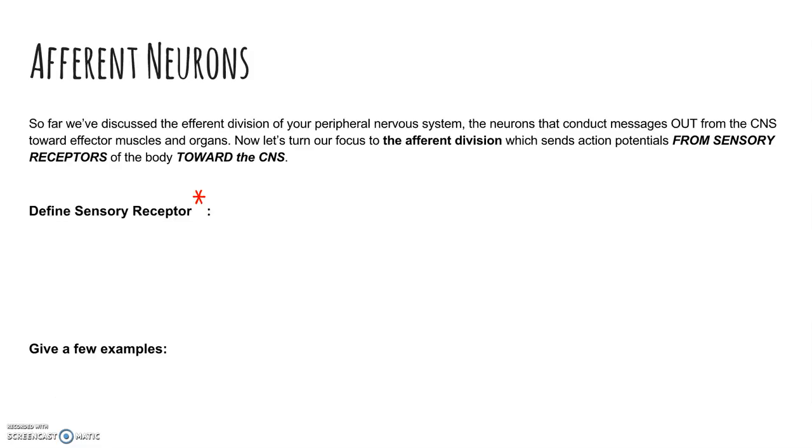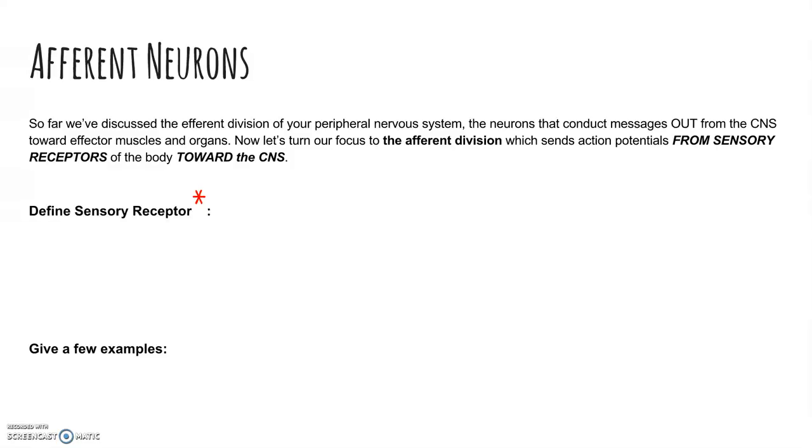So far we've discussed the efferent division of your peripheral nervous system. Remember, the efferent goes from the brain and out to the effector muscles. Those are the neurons that connect in that direction. But now we're going to focus our attention on the afferent division, the one that sends action potentials from your sensory receptors toward the central nervous system.